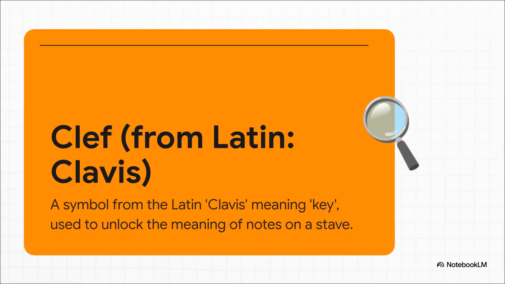And here it is. Here's the secret. The word clef comes straight from the Latin word clavis, and clavis means key. You see, early music theorists literally saw these symbols as keys. They were the tools that unlocked the meaning of everything else on the page. Without a clef, those lines and spaces are just lines and spaces. They're meaningless. But with it, a whole world of sound just opens right up.